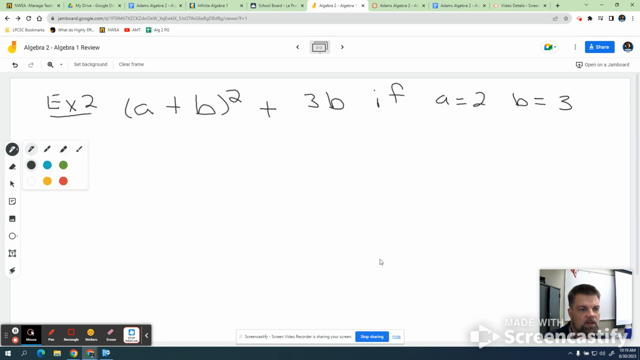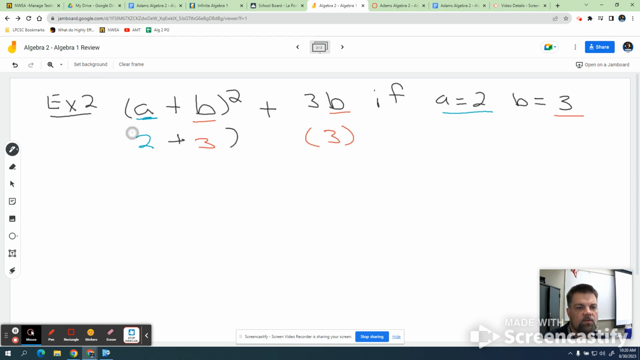So basically what we're going to do, just like the last problem, wherever you see an A, we're going to plug in 2. Wherever you see a B, we're going to plug in 3. So I'm going to have a 2, and then over here I'm going to have a 3, and then over here I'm going to have a 3. So wherever there's an A, I plugged in a 2. Wherever there's a B, I plugged in a 3. Everything else kind of stays the same, right? See how I did that?